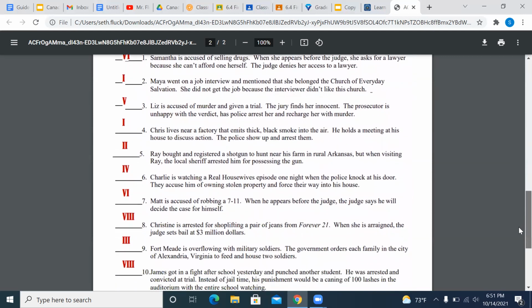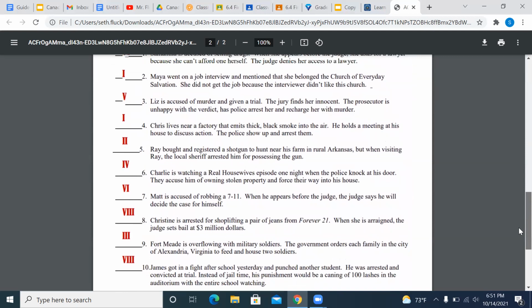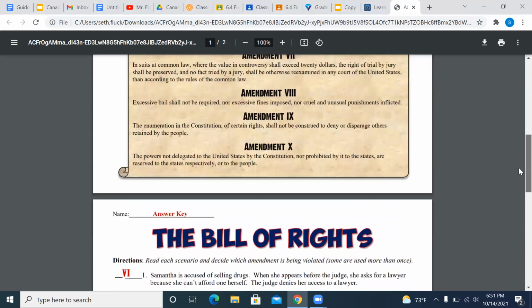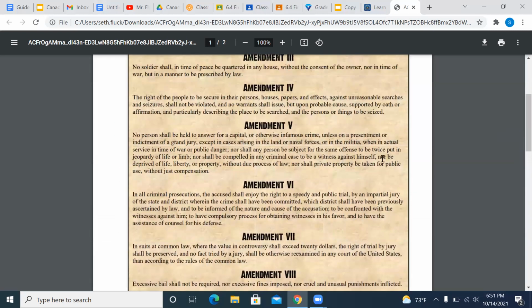Number 3, Liz is accused of murder and given a trial. The jury finds her innocent. The prosecutor is unhappy with the verdict, has the police arrest her and recharge her with murder. So in violation there of the Fifth Amendment. The Fifth Amendment specifies no person can be subject to being tried for the same offense twice.